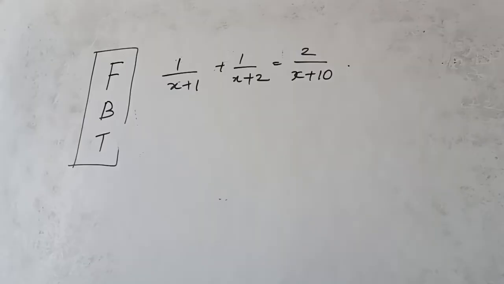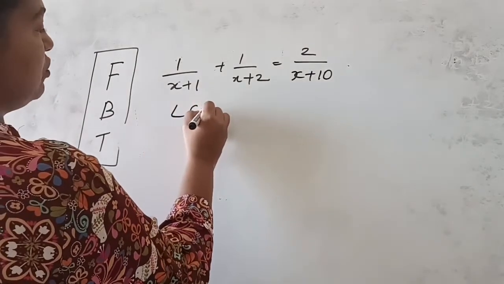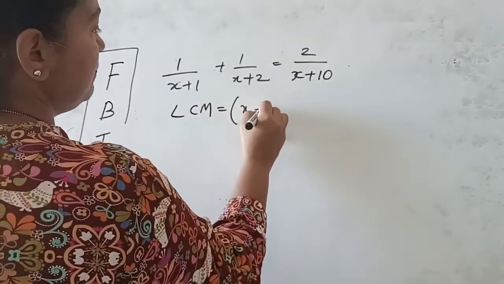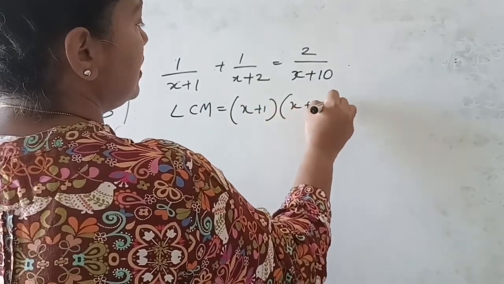Now we have our next sum. 1 by x plus 1 plus 1 by x plus 2 is equal to 2 by x plus 10. Let us solve it by the FBT method. First step, are there fractional terms? Yes, of course there are fractional terms. Is there only one term on the LHS and one term on the RHS? I have got more than one term on the LHS and only one term on the RHS. So I am going to treat it as multiple terms condition. What is the LCM of all the denominators? The LCM of all the denominators is x plus 1 into x plus 2 into x plus 10.